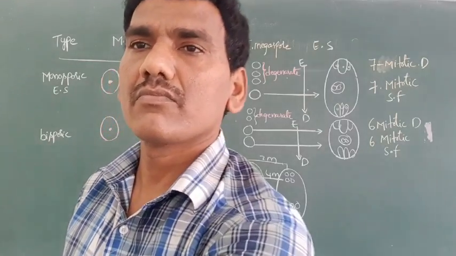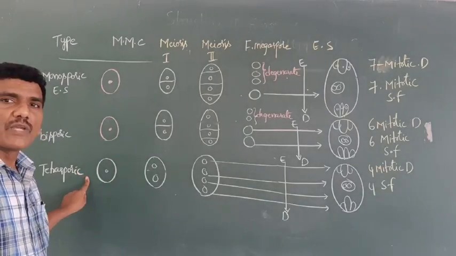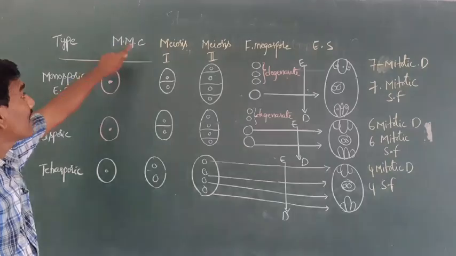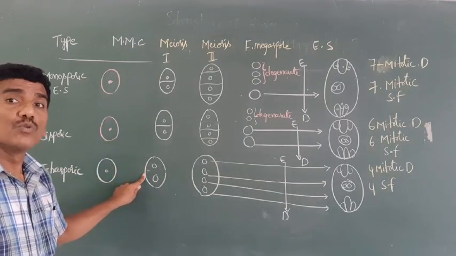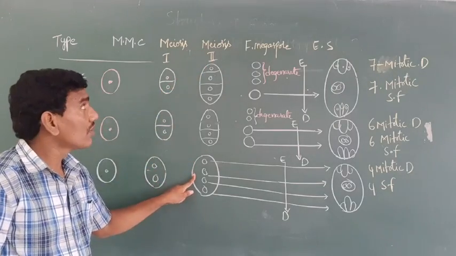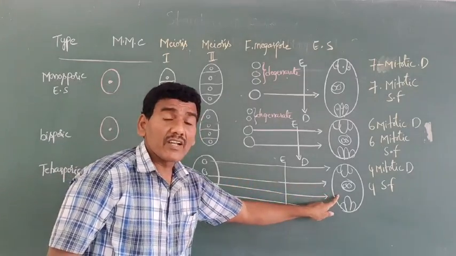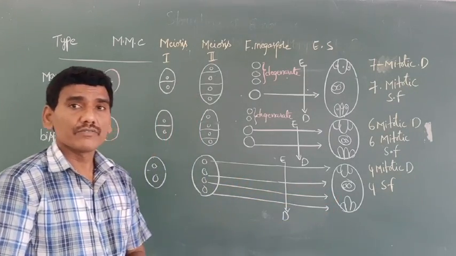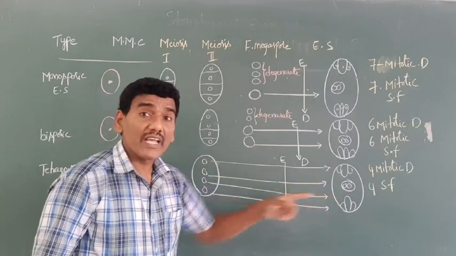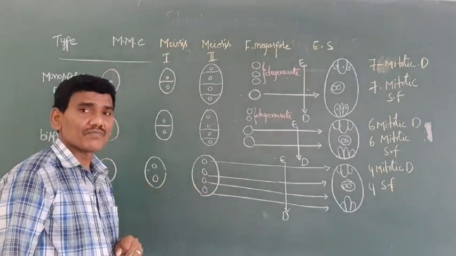The third one is tetrasporic type of embryo sac. In that tetrasporic type of embryo sac, after complete the meiosis 1, 2 megaspore nucleus are formed. After complete the meiosis 2, 4 megaspore nucleus are formed. The 7-celled and 8-nucleated embryo sac is formed from 4 megaspore nucleus.